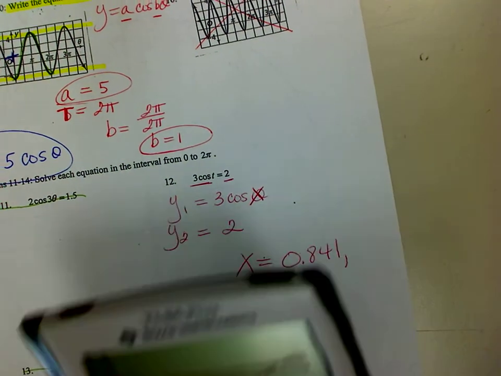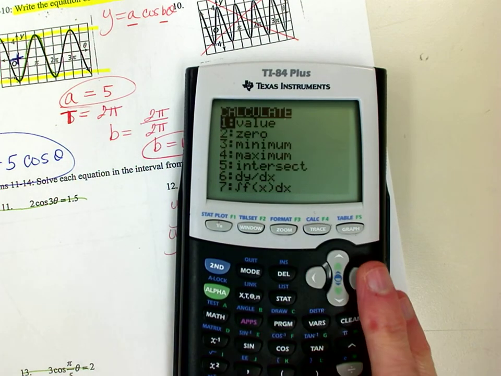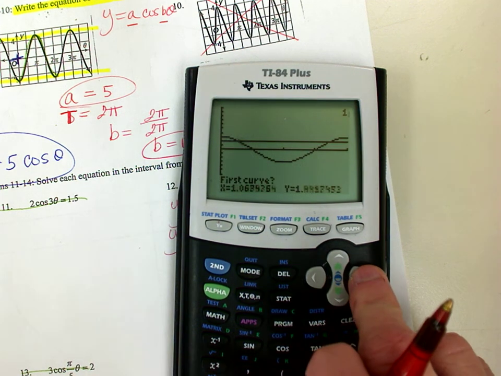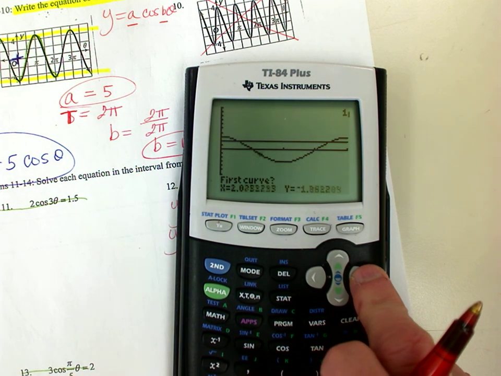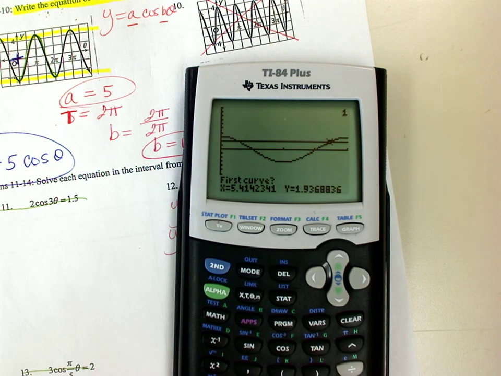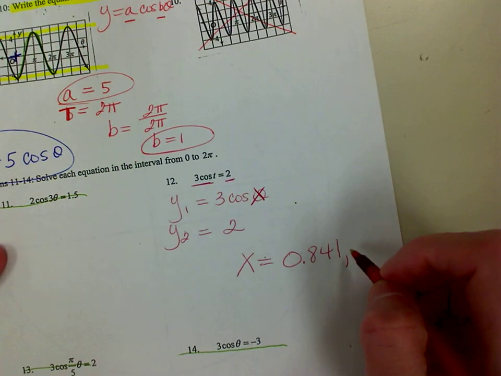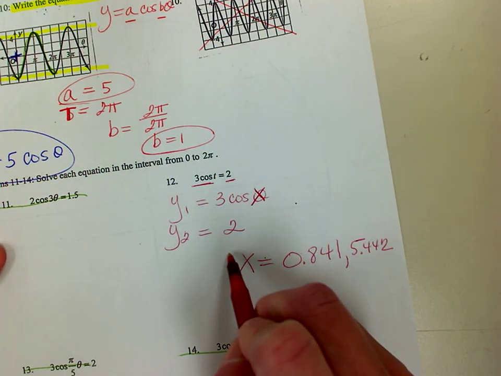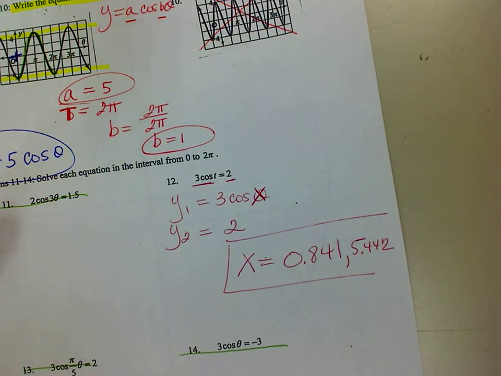Now I got to find the other one. So second trace again, intersect, arrow over to the other one, about right there, hit enter 3 times, and we get 5.442. So those are my 2 answers.